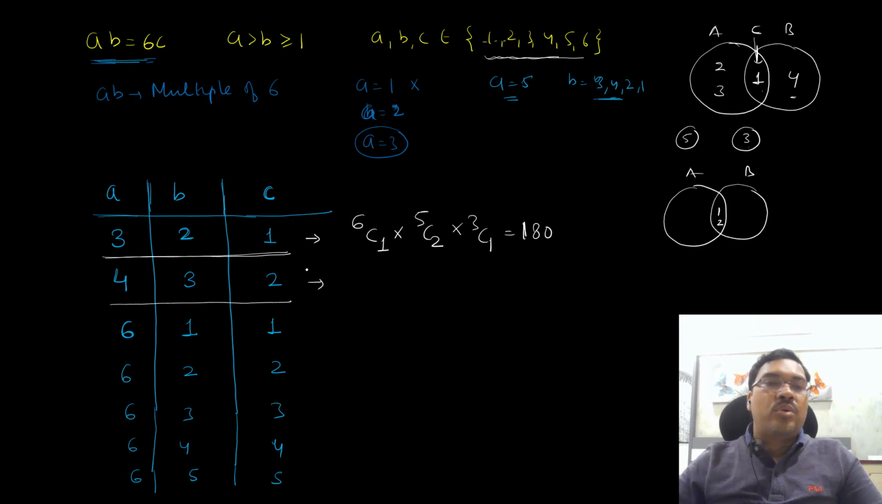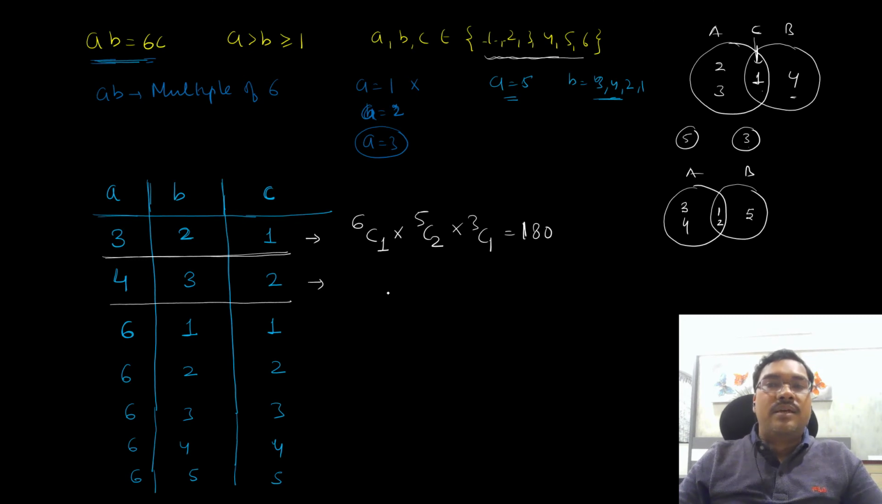In total, how many elements are required in set A? 4. So 2 are already there, and we require 2 more. So this is 3 and 4, for example. And for set B, how many elements do we require? We require 3 elements. We already have 2 elements, so we require 1 more. Let's say this is 5 we have taken.